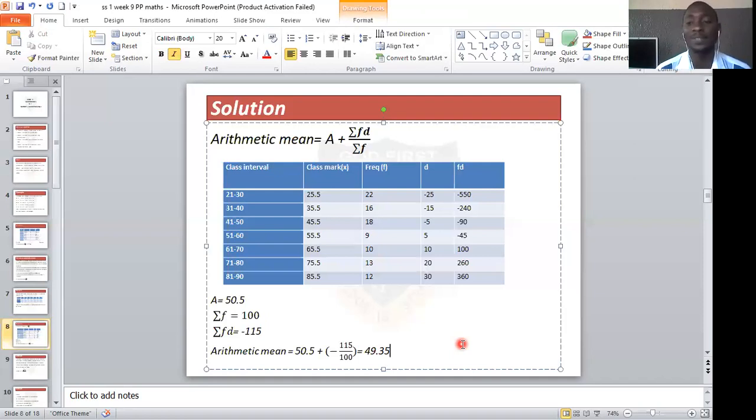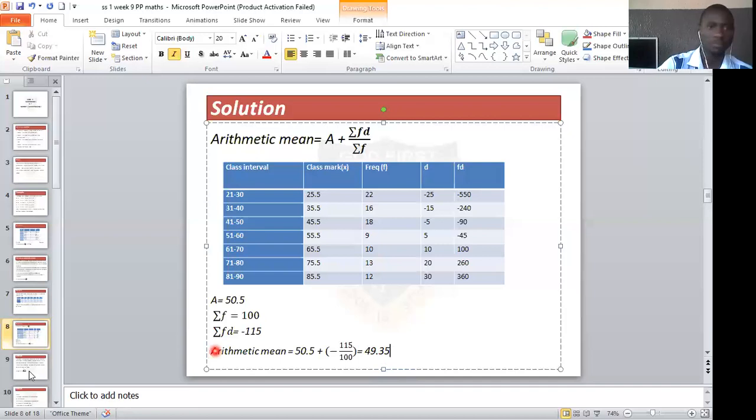Minus 1.15 divided by 100 gives you 1.15. Minus times plus will give you minus. That's why you have 50.5 minus 1.15, which will give you 49.35. So that's how to calculate the arithmetic mean given an assumed mean.